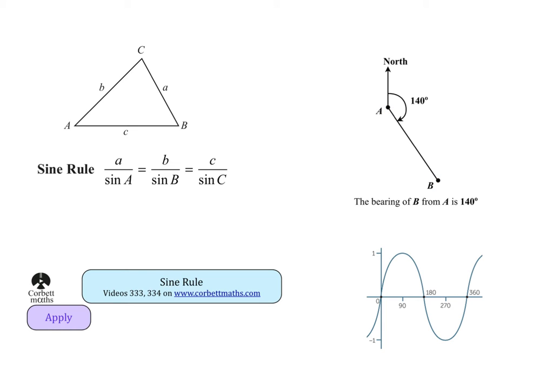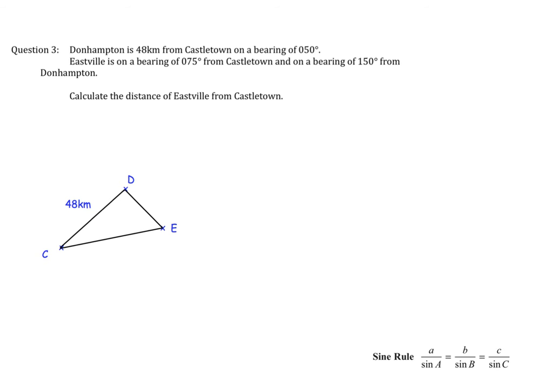And the second of the questions actually does involve knowledge of the sine curve and the fact that different angles can have the same value of sine. We will see that when we come to the second question. So question 3 here, we have a little triangle and we have 3 places denoted by C, D and E. And we're going to add on to our diagram here.